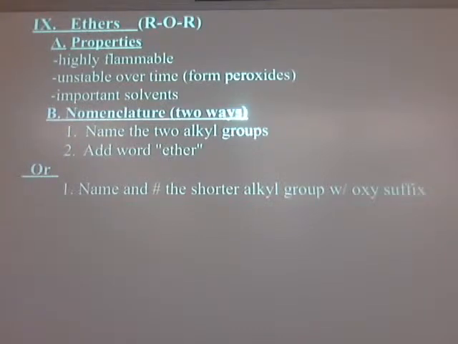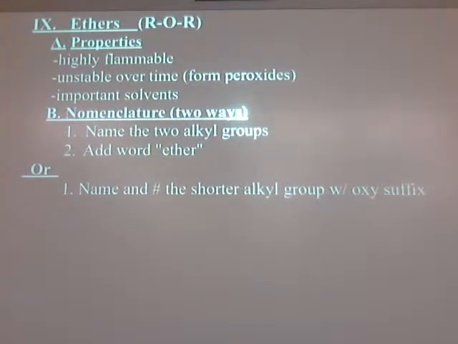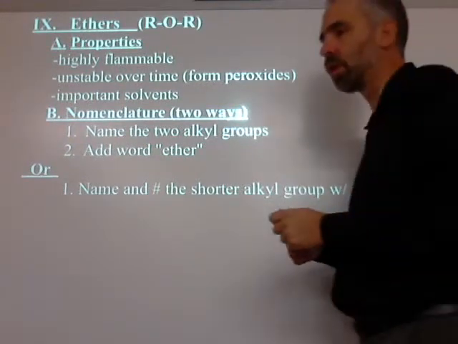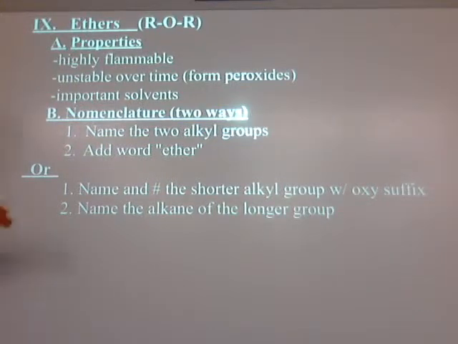This is the actual IUPAC method. You name and number the shorter alkyl group with an oxy suffix. This is one of the harder ones to name. So you're actually treating one of the R's as if it was just another substitution on another chain. The shorter one is like a substitution on a chain. All right? And then you name the other guy the normal way you always would. Name the longer alkane, just the way you always would.